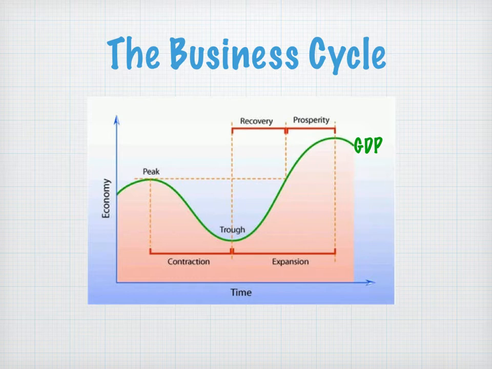The economy will go through a cycle, and we call that the business cycle. And basically, we're tracking the ups and downs of GDP. When GDP is high, that's a peak. When GDP starts to fall, that's known as a contraction. At its lowest point, it's a trough. And eventually, when GDP starts to rise again, that's called a recovery, which leads us into a time of prosperity and hopefully another peak.